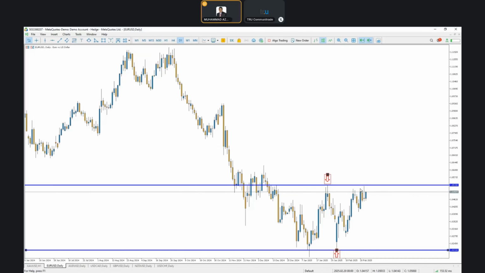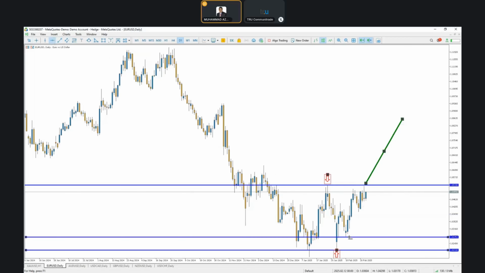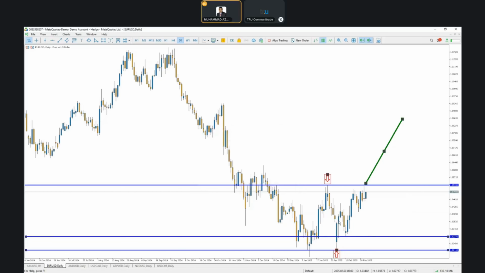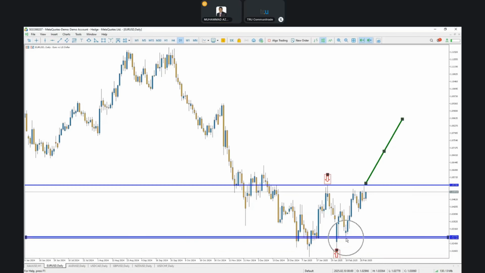Now, a breakout above 1.0533 could open the door for further gains. Okay, the market is probably going to rise up more. While right around this area, 1.0277, here's the medium term swing low.